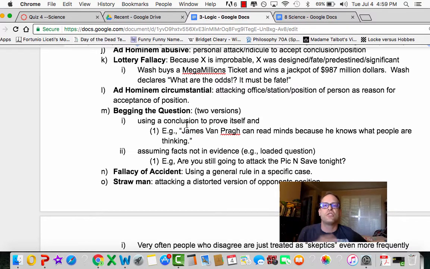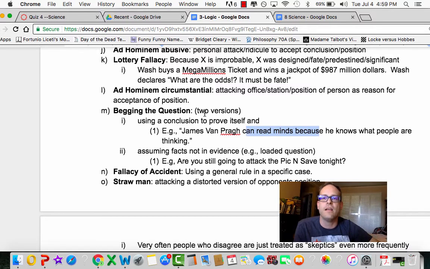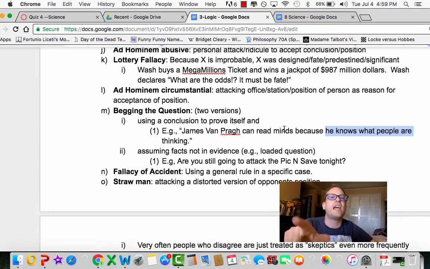The first one is when you're using a conclusion to prove itself. So very often somebody will say something like, James von Prague can read minds because he knows what people are thinking. Well, wait a minute. When you look at what's said here, he can read minds because he knows what people are thinking. But that's just saying the same thing twice, right? You're just repeating it. It's like saying, Professor Vitt is really honest because he always tells the truth. You're just saying the same thing twice, you're not really giving anything.